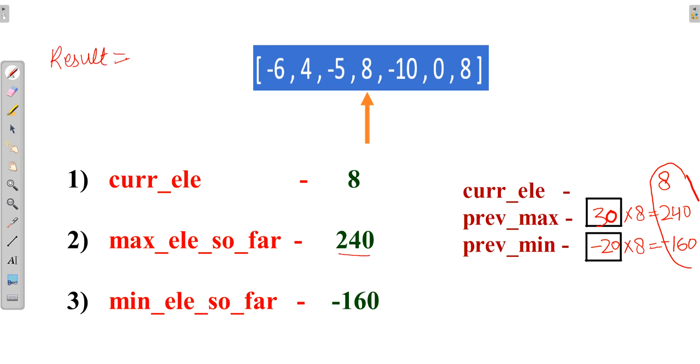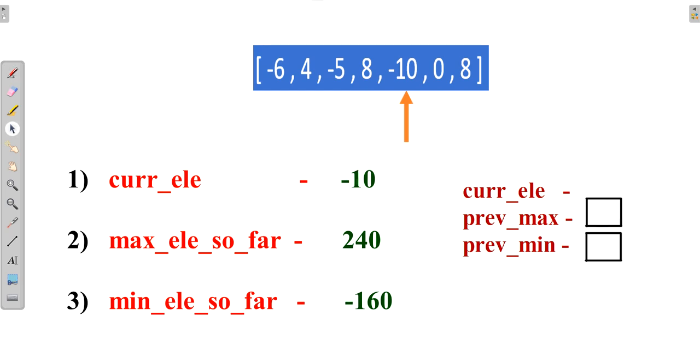So maximum element till now is 240. Now we will again iterate. Current element is minus 10. I'll write over here as minus 10, and we will multiply 240 with minus 10, and this will become previous minimum, which is minus 160 into minus 10.